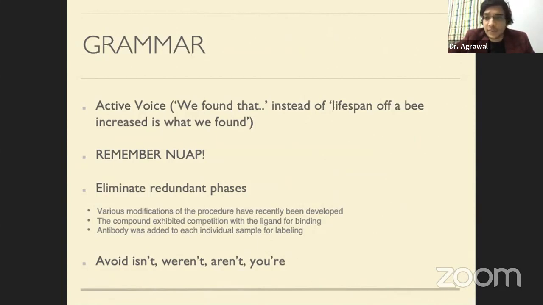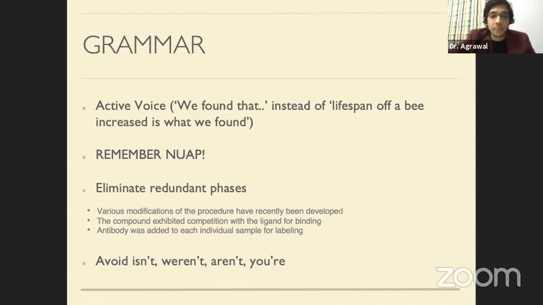Eliminate any redundant phrases. An example of a redundant phrase is: various modifications of the procedure have recently been developed. So this again is the way that people think research articles should be written. Instead, I would write this sentence as: the procedure was recently modified, right?